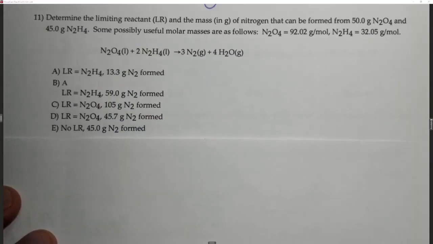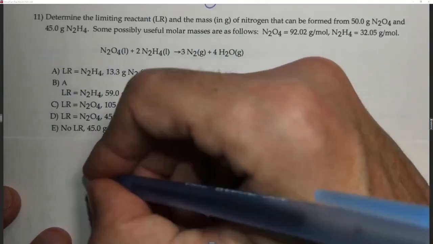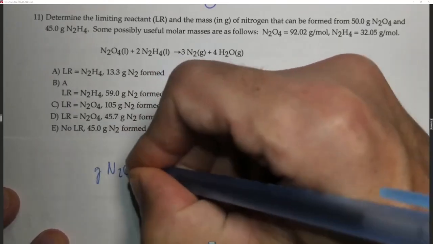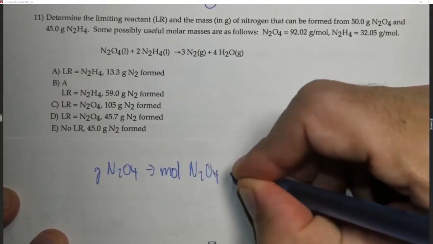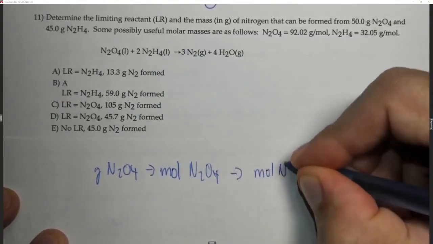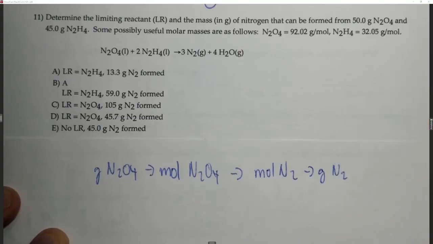So if you didn't watch the previous question, I would strongly recommend you watch that first. But in this case, I'm going to go with two plans of attack. I'm going to start with N2O4 because it comes first. I'm going to convert from grams of N2O4 to moles of N2O4. Then I can convert to moles of N2, the product, and then finally to grams of N2. For the other one, I'll show that in a minute, but we're going to do the exact same thing. We're just going to start with this. So we're going to have N2H4 here and N2H4 here, but the end part is going to be the same.